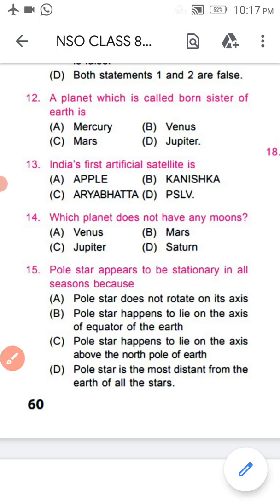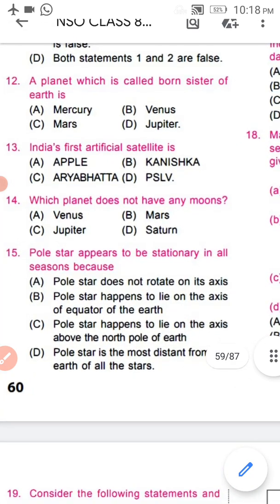Come to question number 15. Polar star appears to be stationary in all seasons because pole star does not rotate on its axis. Pole star happens to lie on the axis of equator of the earth. Pole star happens to lie on the axis above the north pole of the earth. Pole star is the most distant from the earth of all the stars. Pole star happens to lie on the axis above the moon. So option number C is the correct option.